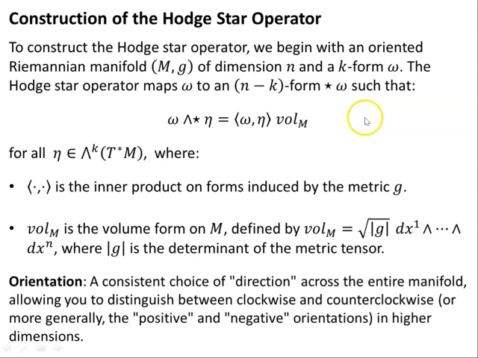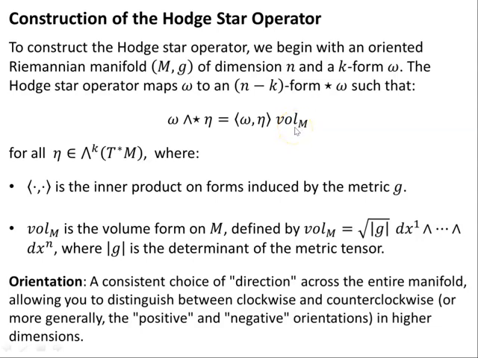All right, so let's look at the construction of the Hodge star operator. To construct the Hodge star operator, we begin with an oriented Riemannian manifold (M, g) of dimension n and a k-form omega. G is the metric, of course. The Hodge star operator maps omega to an n minus k form called star omega, or Hodge star omega, such that omega wedged with the Hodge star of eta is this inner product times the volume form.